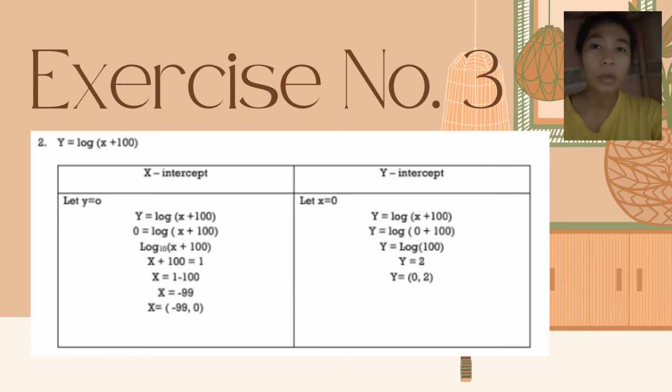So in number 2, y equals log x plus 100. So kunin na natin yung x-intercept. Let y equals 0. So y equals log x plus 100, and 0 equals log x plus 100. Log to the base of 10 times x plus 100. So x plus 100 equals 1 and x equals 1 minus 100. So x equals negative 99. So the final answer is x equals negative 99, and 0.